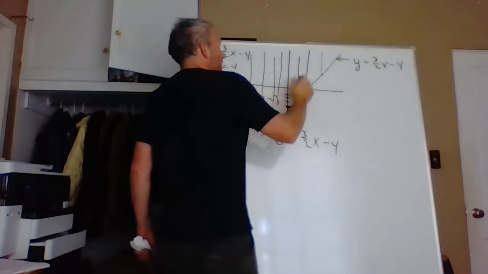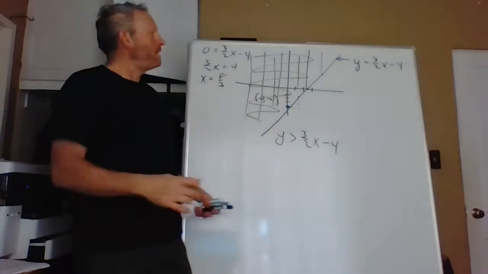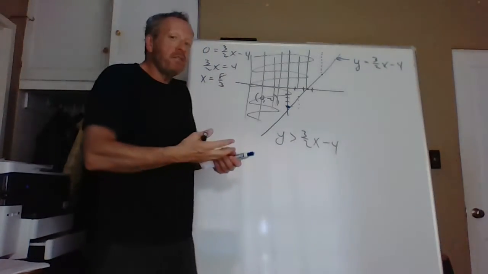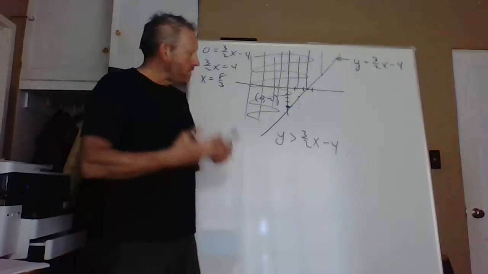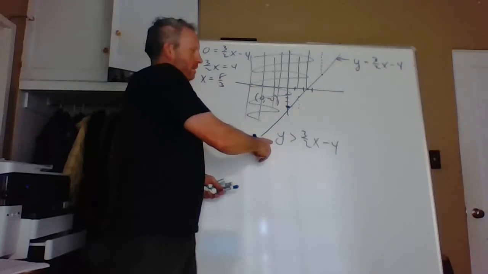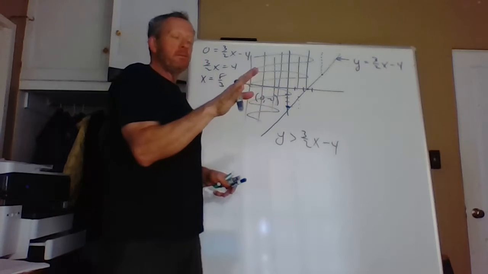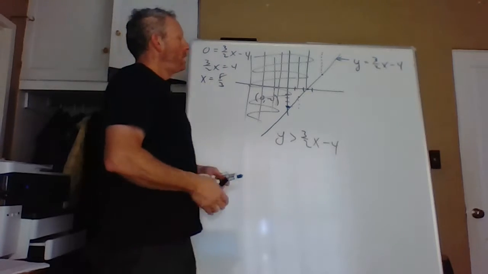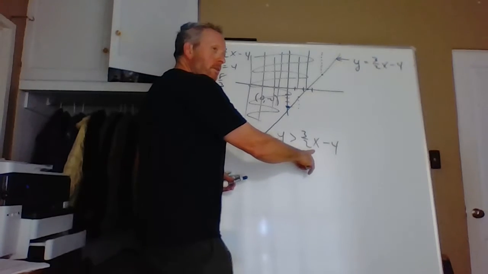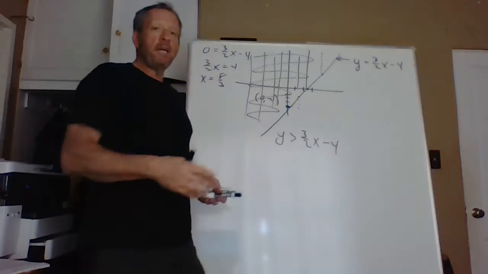Everything I'm shading here, and there's no one right way to shade this, but the region which I've just shaded is the solution set for this inequality. If you take any point in this shaded region, any point, the point would have an x coordinate and a y coordinate. If you take the x coordinate and substitute it for x here, and the y coordinate substitute for y here, you'll get a true statement.